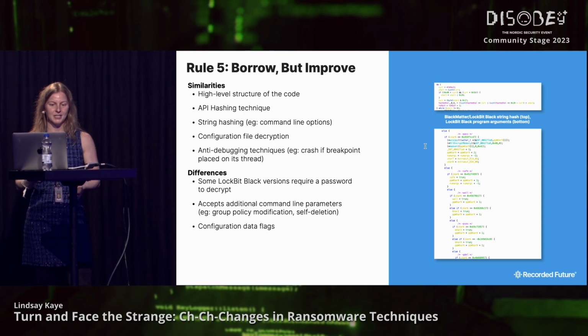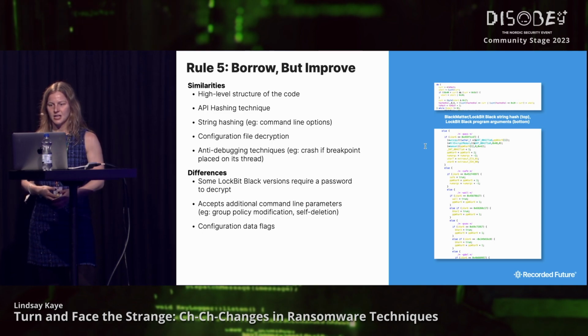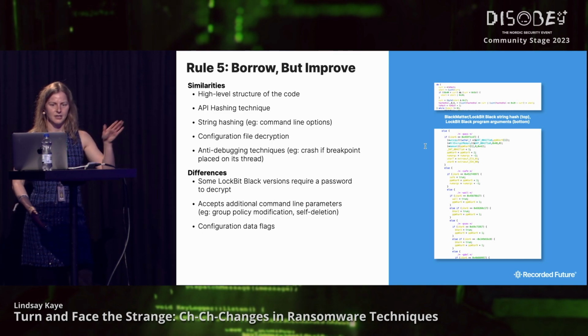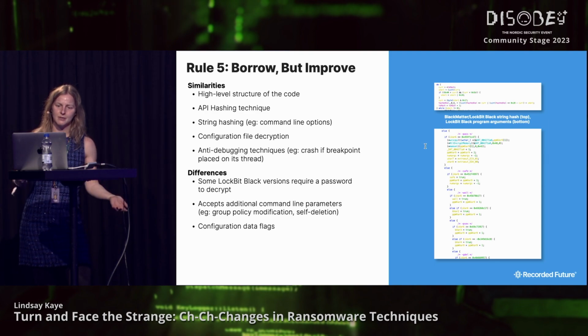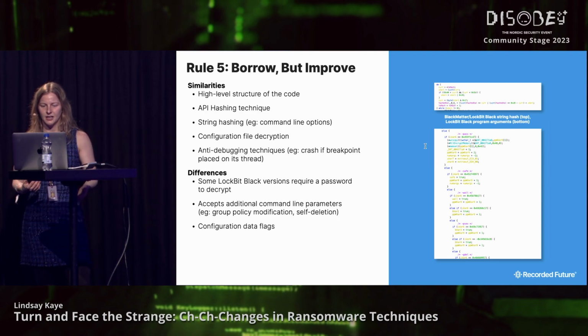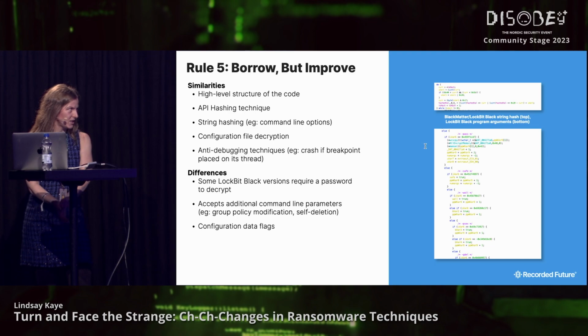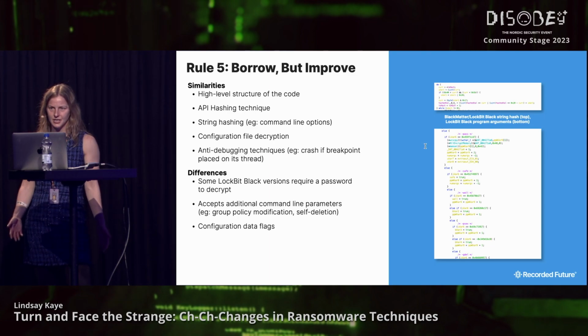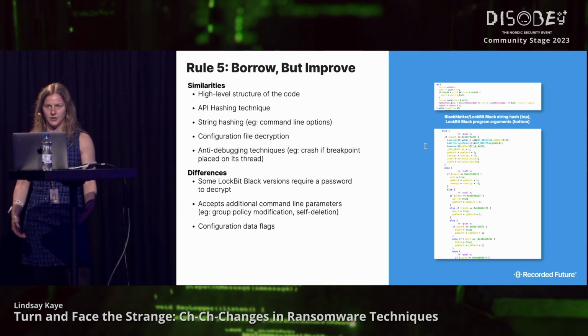And they started implementing additional command line parameters. In addition to the known ones that Black Matter had, they also have now group policy modification and self-deletion, and a couple others as well. And additionally, they have some different configuration data flags to support some of this additional functionality as well.